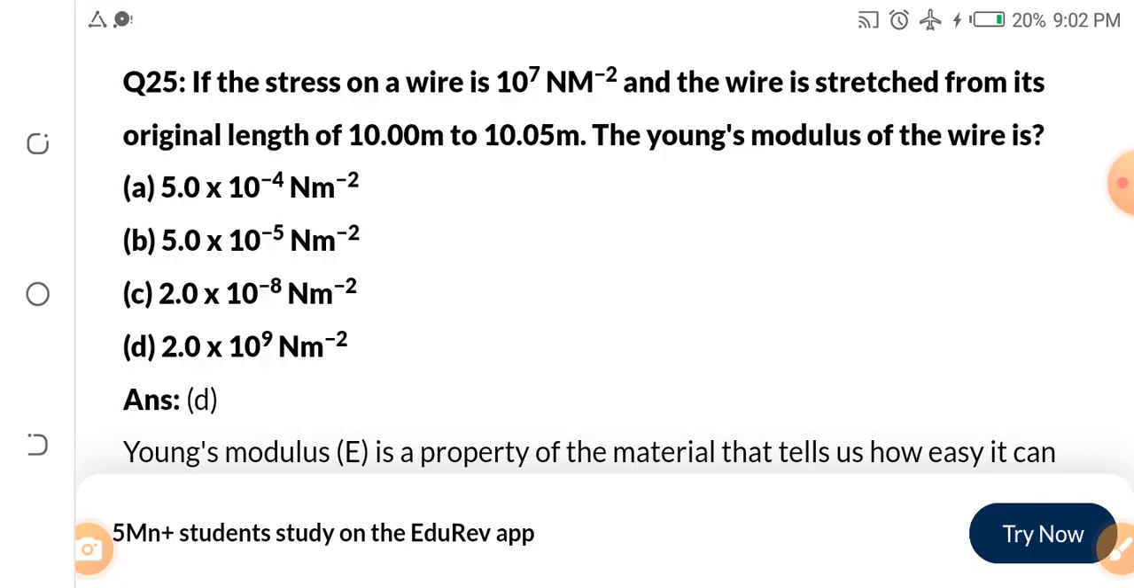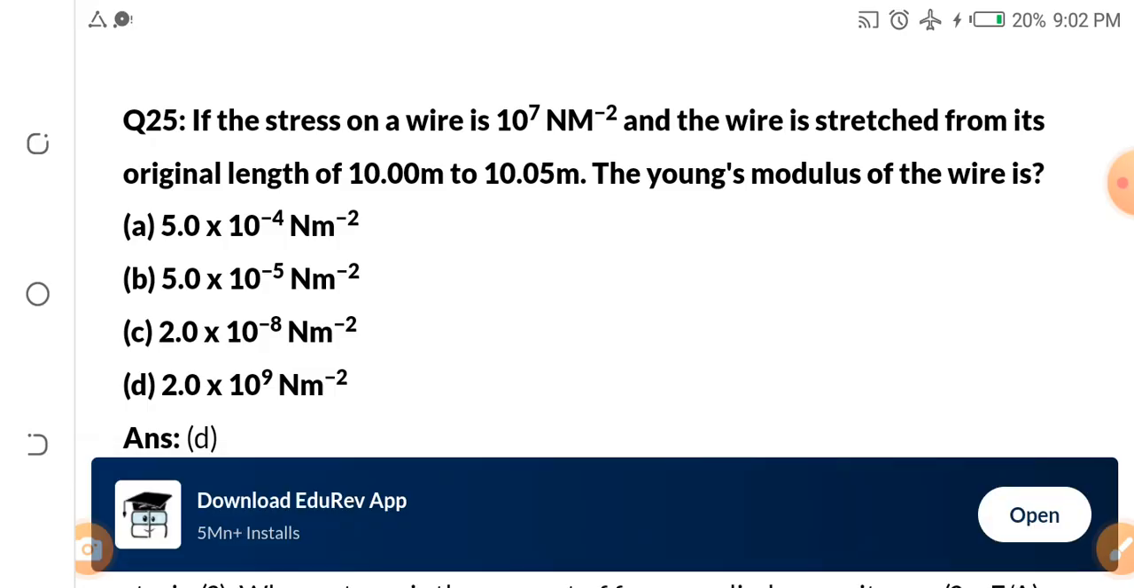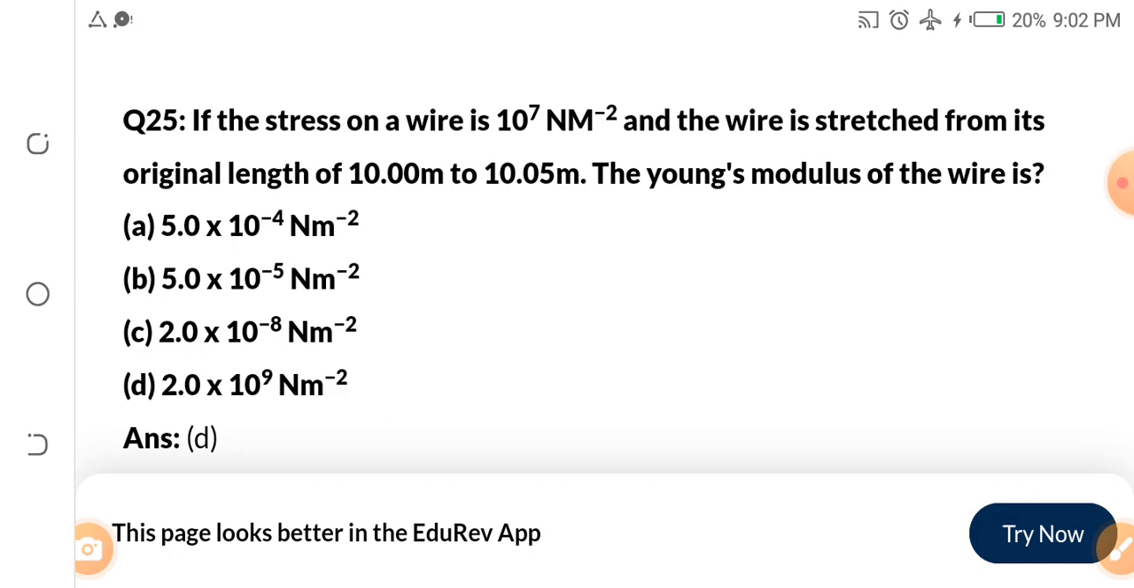Question 25. We move on. If the stress on a wire is 10 raised to power 7, and the wire is stretched from its original length of 10.00 meters to 10.05 meters, the Young modulus of the wire is dash.